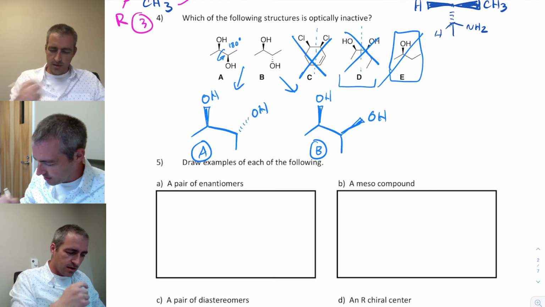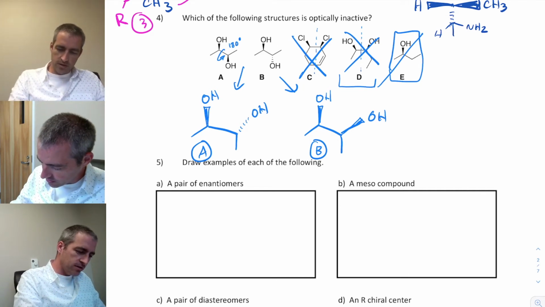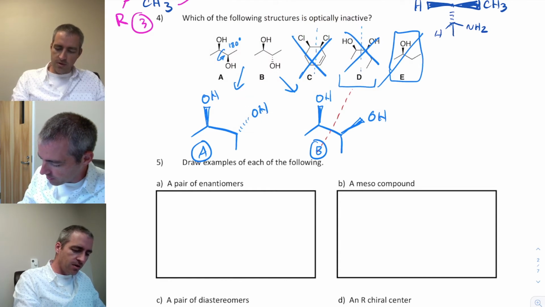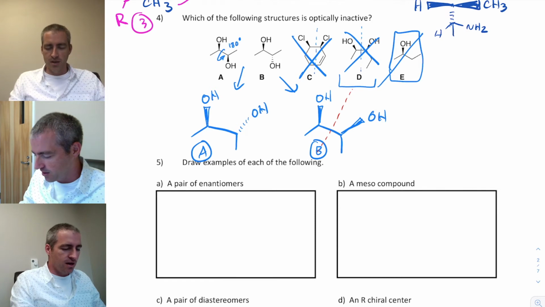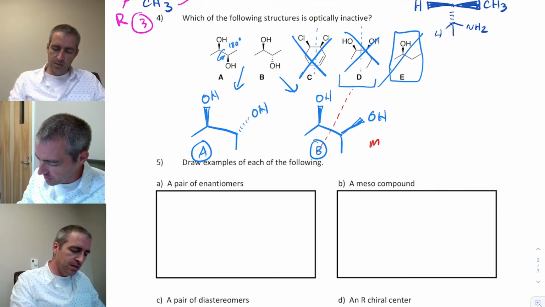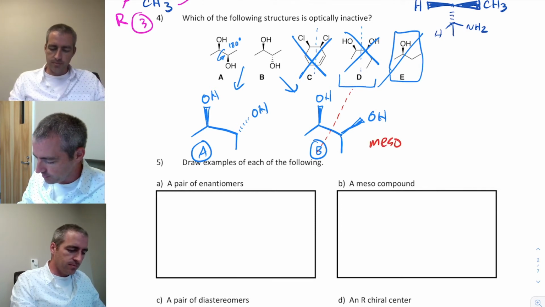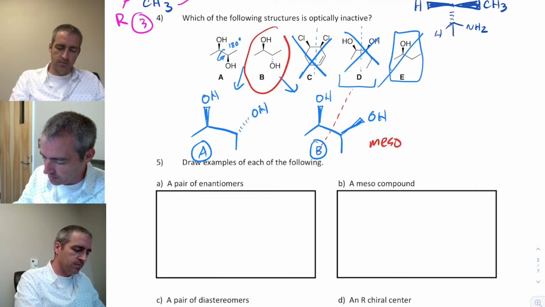Now, if you look at these newly drawn structures, we could say that B has a mirror plane that draws through like that, which maps the left side and the right side of the molecule. So B is meso, and meso structures are optically inactive, which is B.